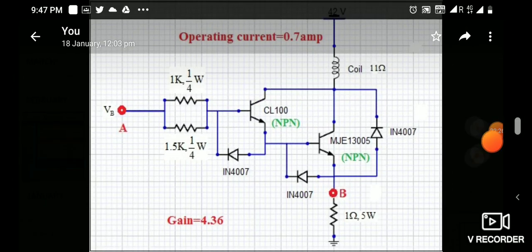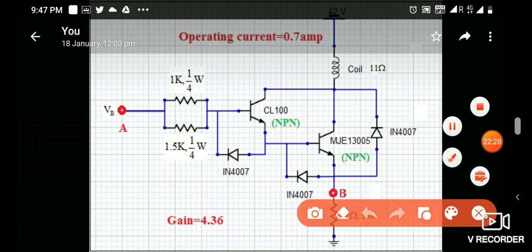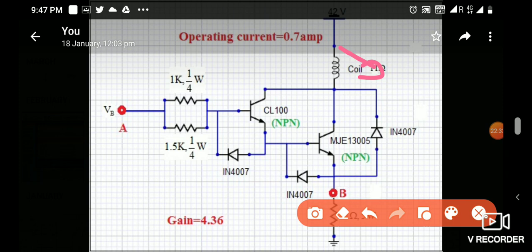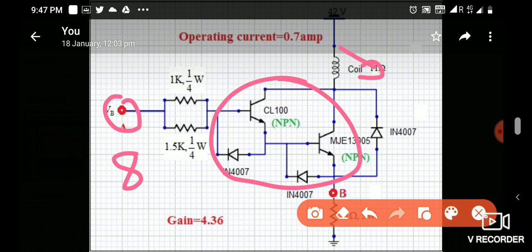Here you can see that 42 volt is connected with the coil. Okay, plus 42 volt, and this pin is the 8 number pin. Now this is a Darlington pair circuit, so finally the transistor is driving the required coil current.